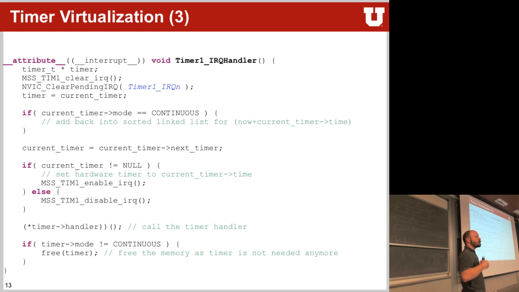You look if this timer is a continuous mode. If it is, you re-add it back into your list, ordered of course. And then you go and treat the different interrupts down here with the right flags that you have to do.